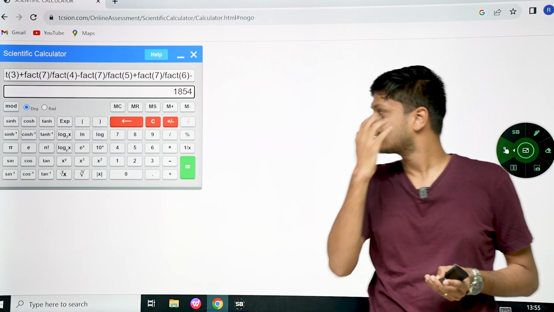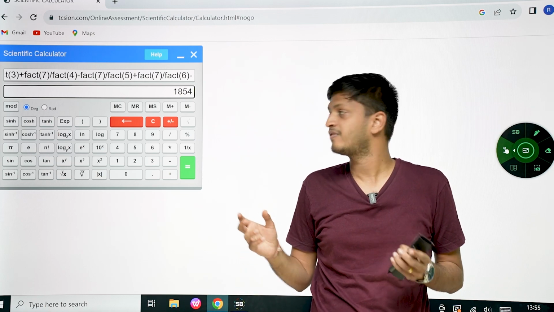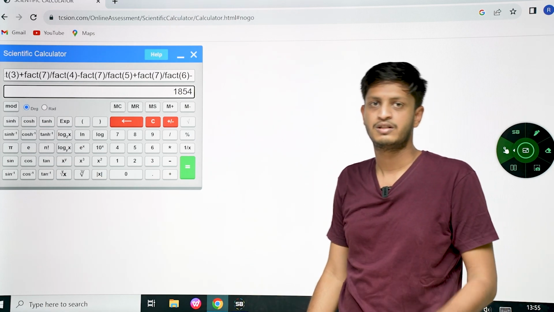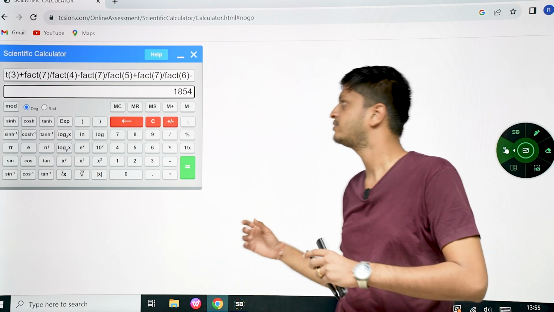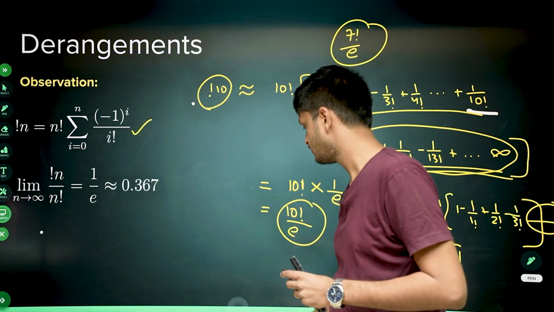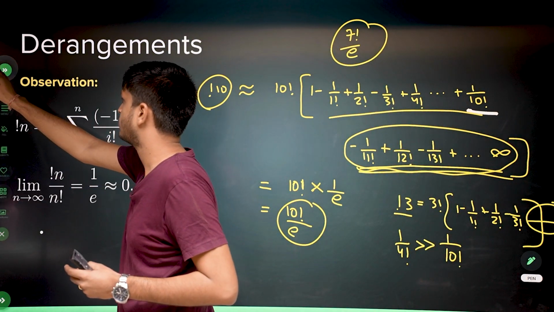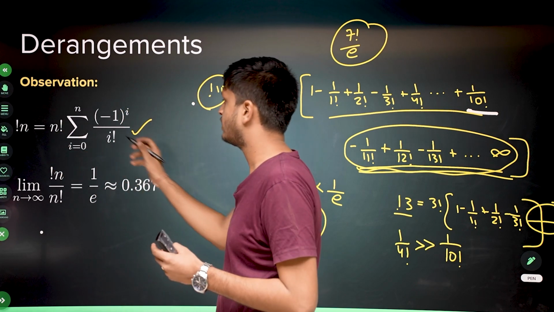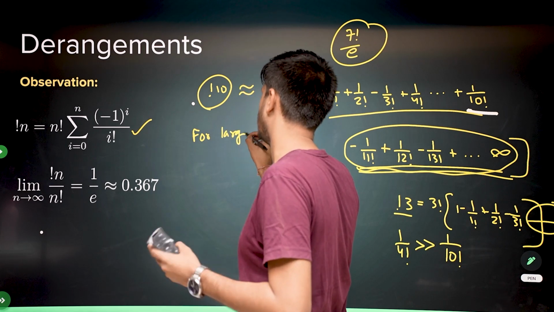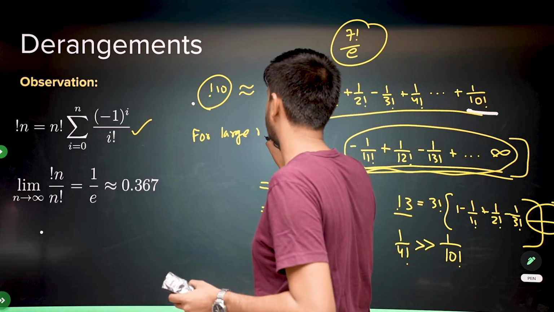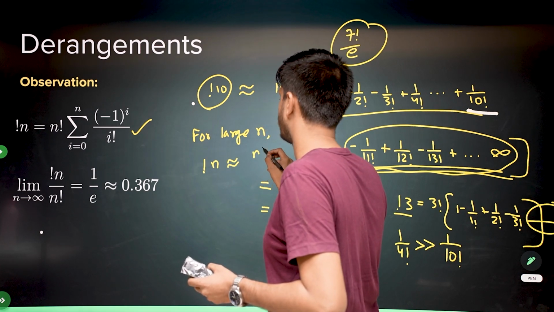So subfactorial of 7 is 1854, which is what we get when we do 7 factorial upon e also. So that's an approximate value of subfactorial of n. So for large n, large means above 6 or 7, subfactorial of n is equal to n factorial upon e.